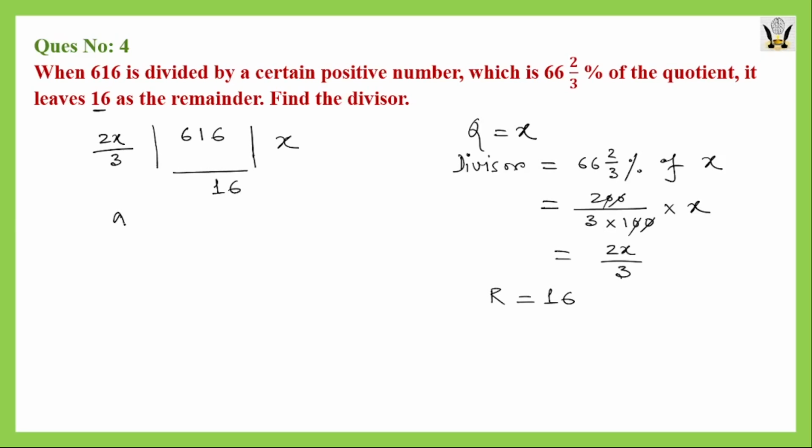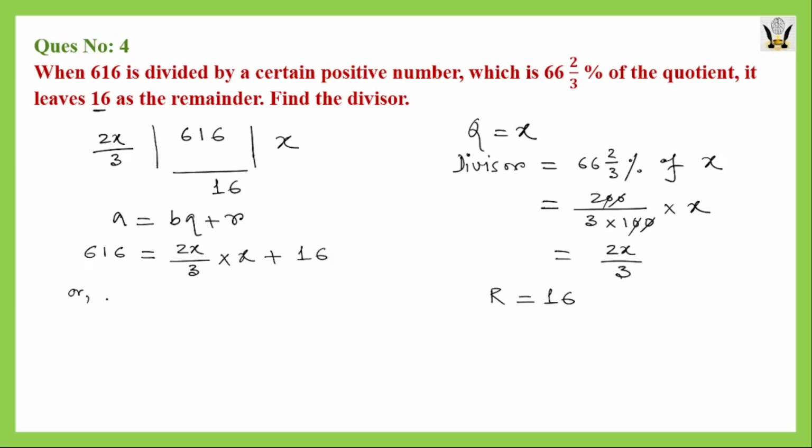We know that if a is the dividend, b is the divisor, q is the quotient, and r is the remainder, then as per Euclid's lemma, we can represent it this way. The dividend is 616. B is the divisor, which is 2x divided by 3. The quotient value we assumed as x, and the remainder value is given as 16. Now this is a quadratic equation of x.